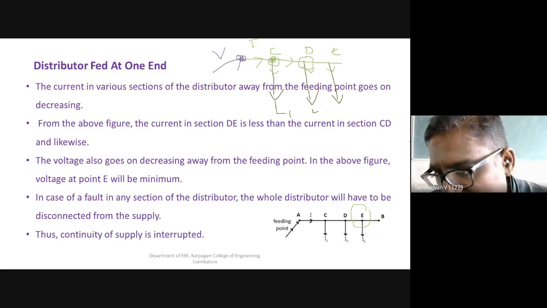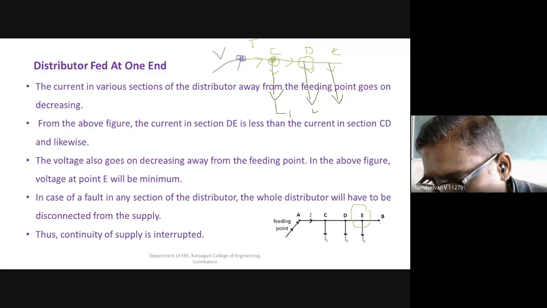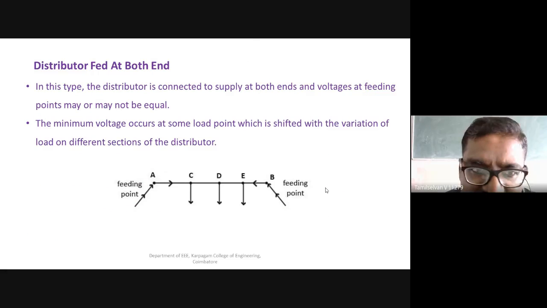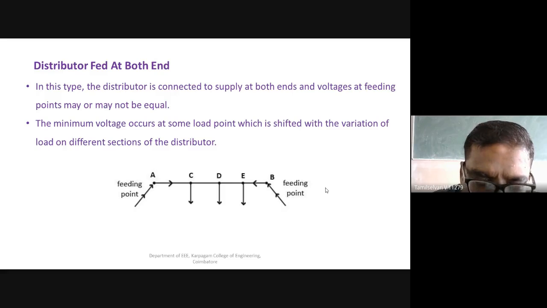The same thing applies if it's fed at both ends. Suppose I'm given a distributor fed by both ends. So this is one feeding point and the B point is also a feeding point, A and B both are feeding points, and that is called a distributor fed at both points. Okay, so it means nothing but that the voltage at some load point will be the minimum voltage.